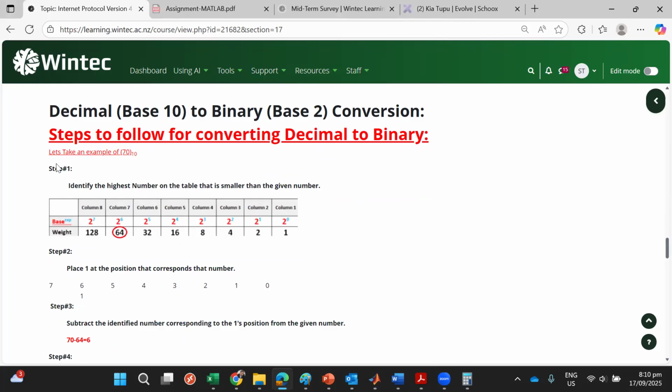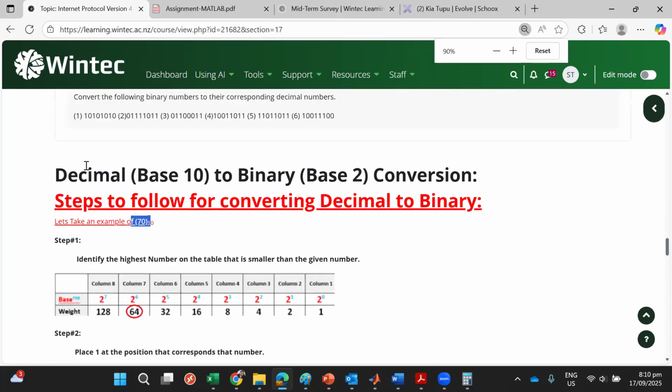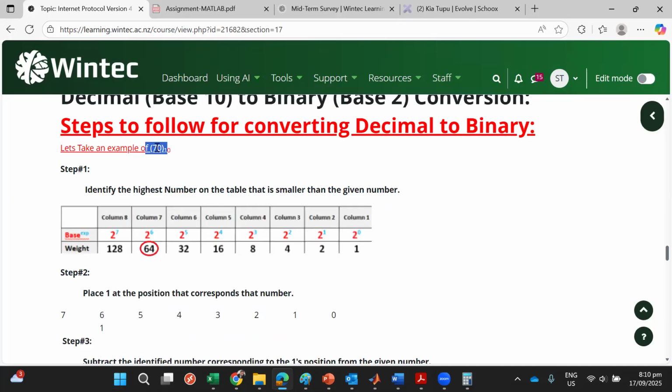So I have given these steps. Step 1: if you are given a number, here I have given 70, a decimal number. Now, if I want to find the binary number, we will be using the same table that we derived, 128 down to 1. You have to find from this table the largest number that is smaller than 70.